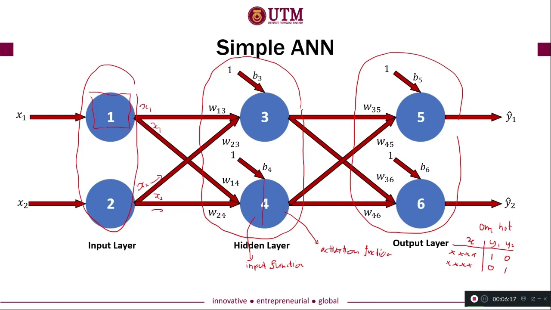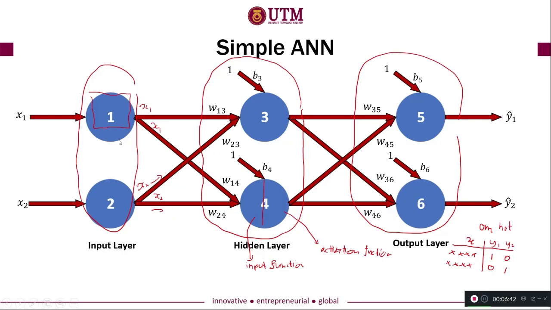Class 1 is where y1 equals 1 and y2 equals 0, and class 2 is where the rest equal 0 and only y2 equals 1. So it's a one hot encoding format. It's a 2 class output given two attributes, which are x1 and x2.